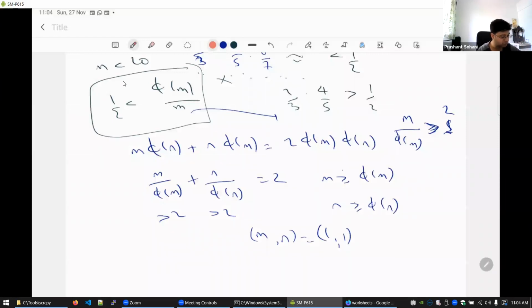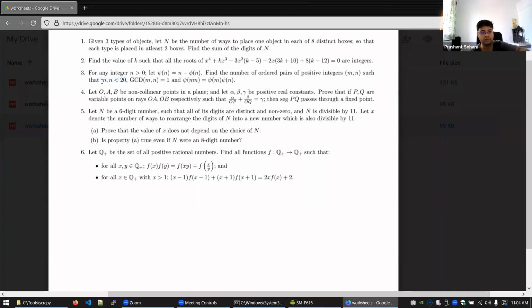So I hope others followed what Raghav explained, that this original equation gets divided by phi of n, and we'll get m upon phi of m plus n upon phi of n equal to 2. And now both these ratios will be greater than or equal to 1, right? Because m will always be greater than or equal to phi of m. The only exception being if both m and n are equal to 1. So therefore, that is the only possible answer. And we don't even require to use this condition, which I thought that we had to restrict the fraction or something.